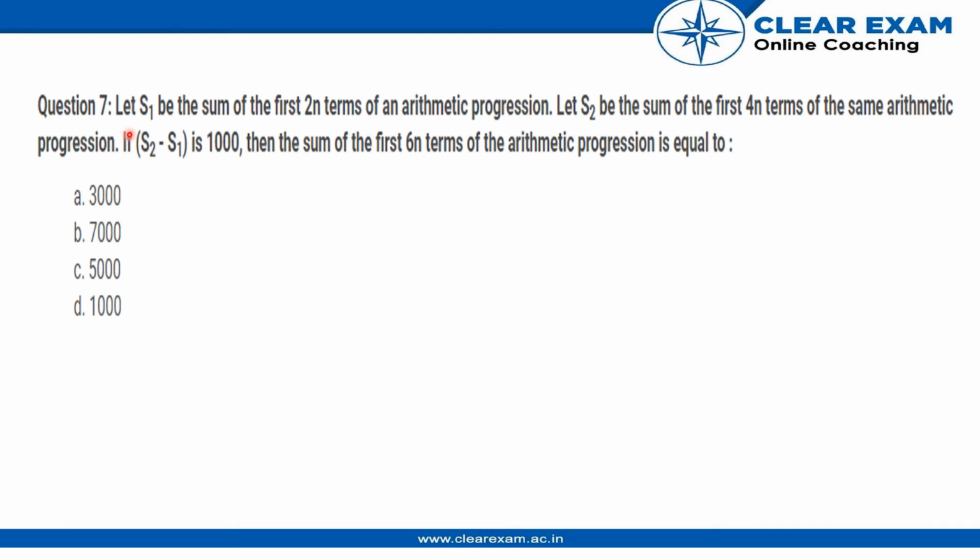The question says, let S1 be the sum of the first 2n terms of an AP. Let S2 be the sum of the first 4n terms of the same AP. If S2 minus S1 is 1000, then the sum of the first 6n terms of the arithmetic progression is equal to what?